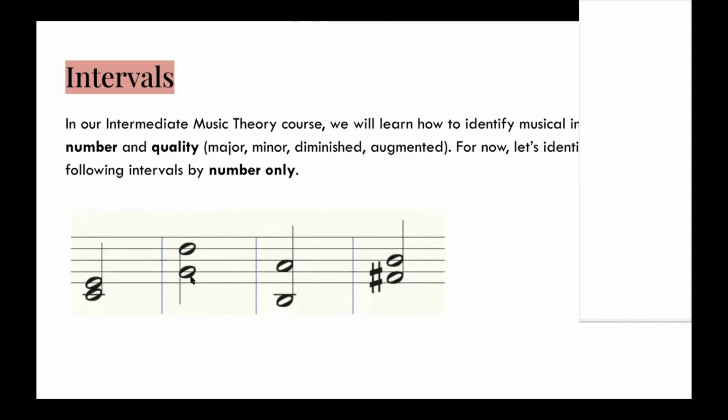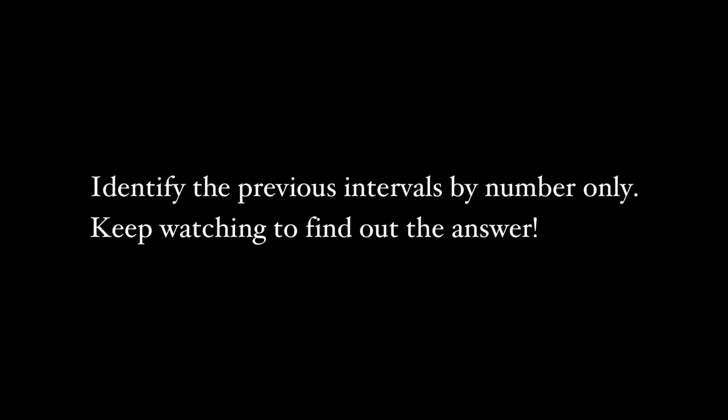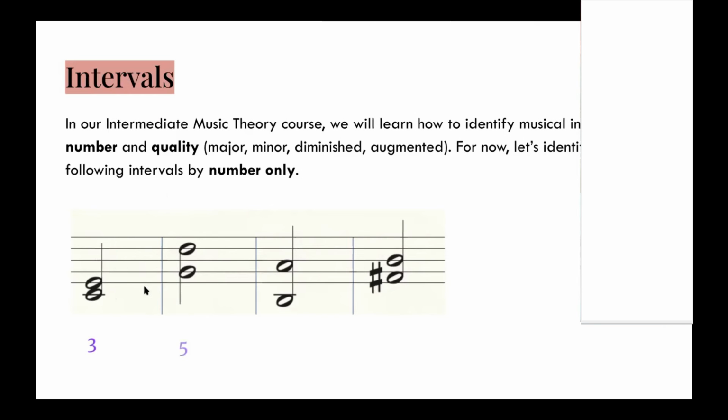And if you don't know how to do that, it's just counting all the lines and spaces from one note to another note. So you guys can just type the order of the numbers in the chat like you did last time. And we'll give you a few minutes. So this is a 3rd, a 5th, a 7th, and a 4th.